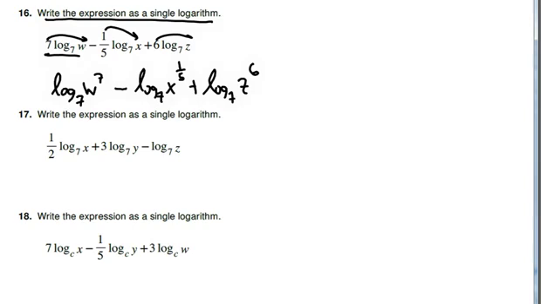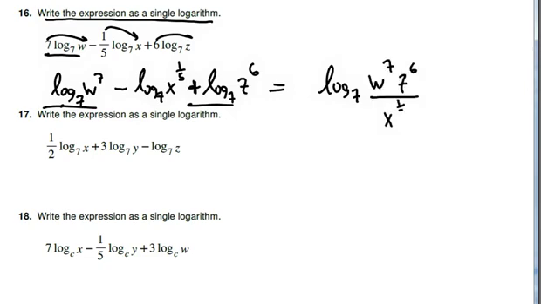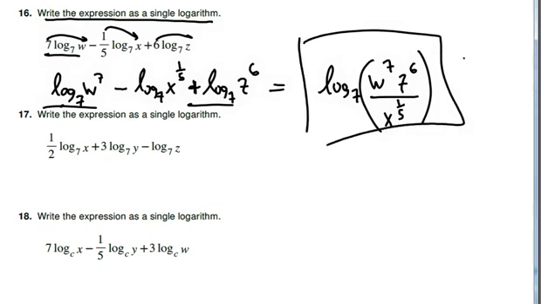Now remember, you can rearrange addition and subtraction, so I'm going to grab this first term and the third term here, and so I'll say log base 7 of w to the 7th times z to the 6th, and then divided by, since we can throw that subtraction at the end, x to the 1/5.